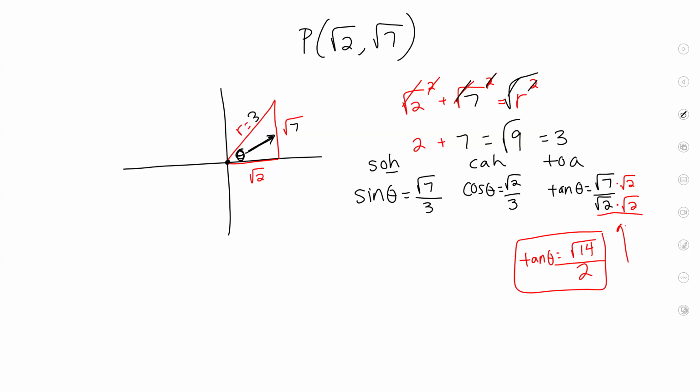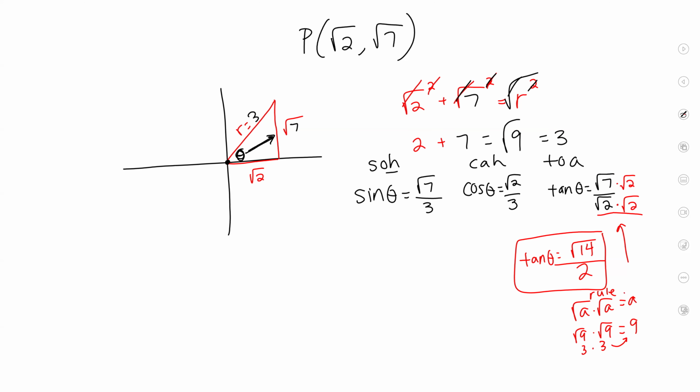Something you need to remember here is that square root of a times square root of a is just a. Just like square root of 9 times square root of 9 is 9. Remember, square root of 9 is 3, square root of 9 is 3, and that's equal to 9. So you need to remember this little rule.